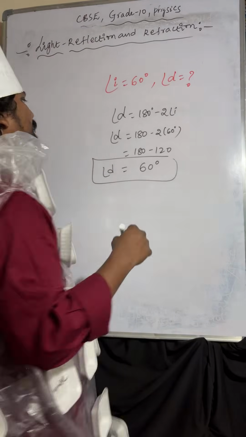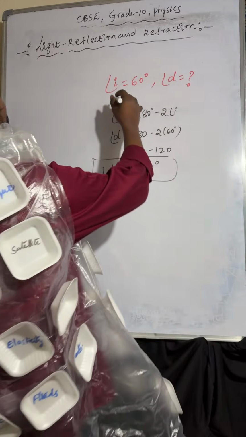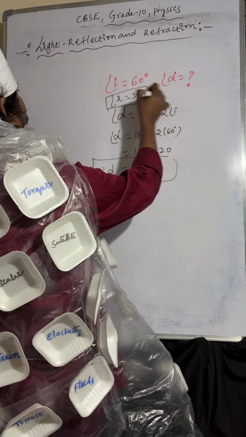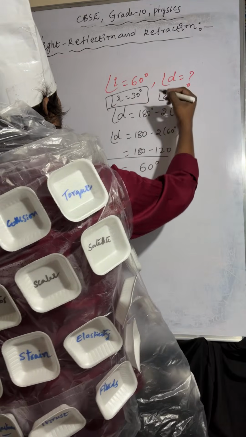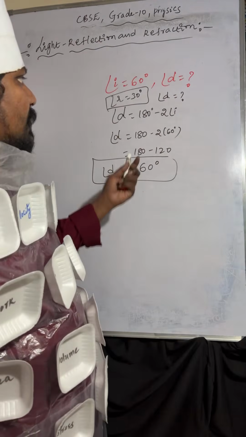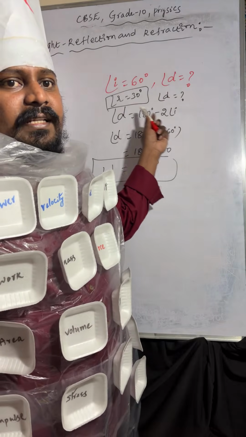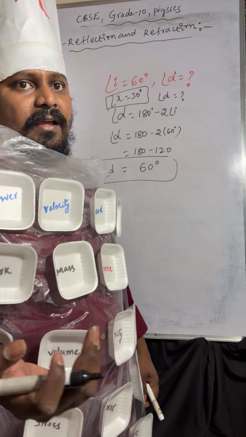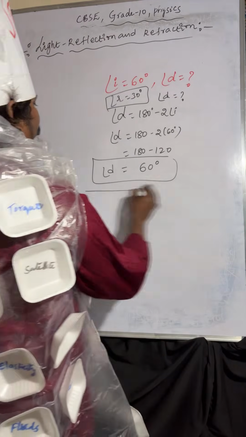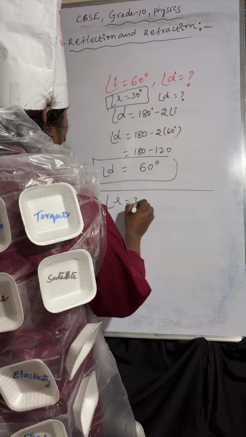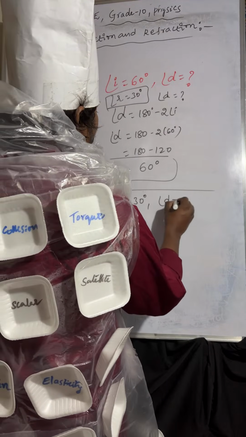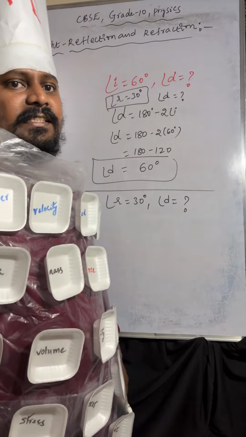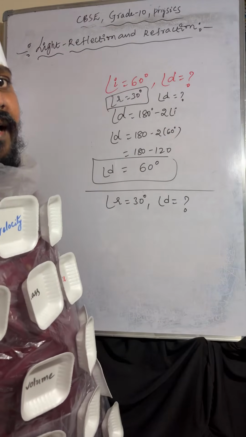Even if they give the angle of reflection, say the angle of reflection is 30 degrees, can you find the angle of deviation? The same formula we can use; instead of the angle of incidence, we can substitute the angle of reflection. Here the angle of reflection is given as 30 degrees. Can you find the angle of deviation?